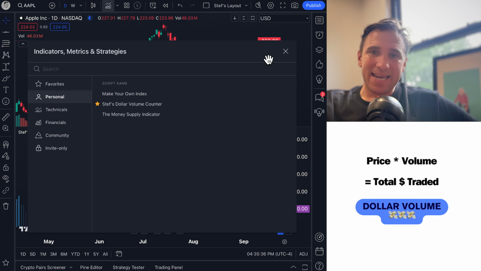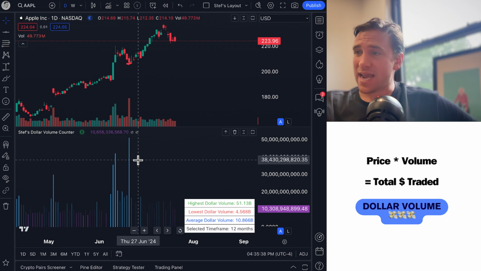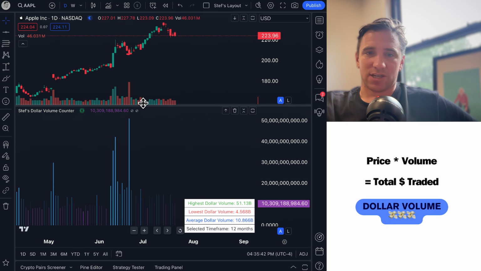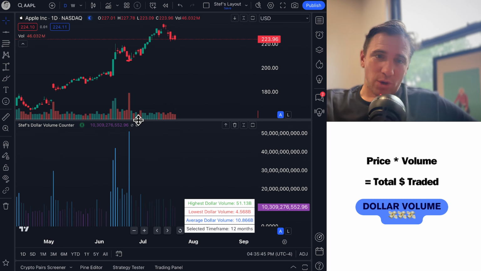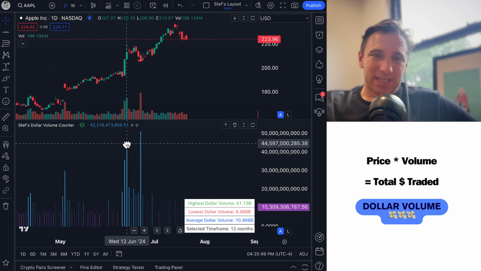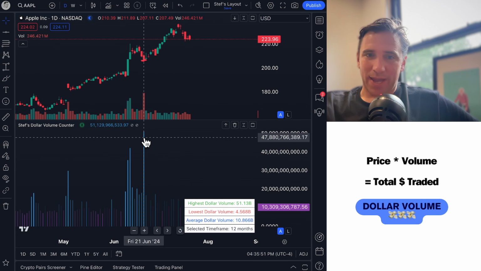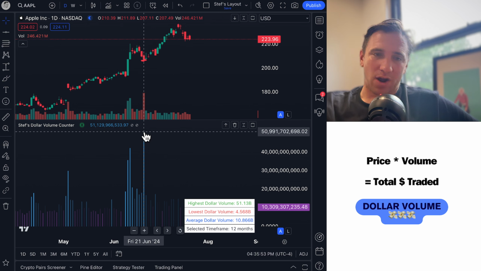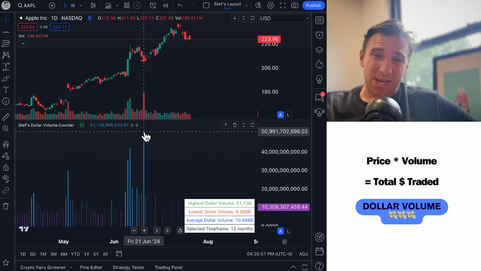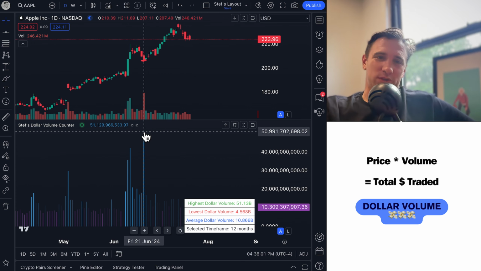Now, the key thing here is to understand that when it's added to your chart, you're going to have two separate panes. So I've got this pane that I can adjust accordingly. And what it's showing me is how much money was traded on the chart. So I can literally see, you see this giant bar here? I can hover my mouse over this bar and see that on this particular day, Apple traded $51.1 billion worth of stock.